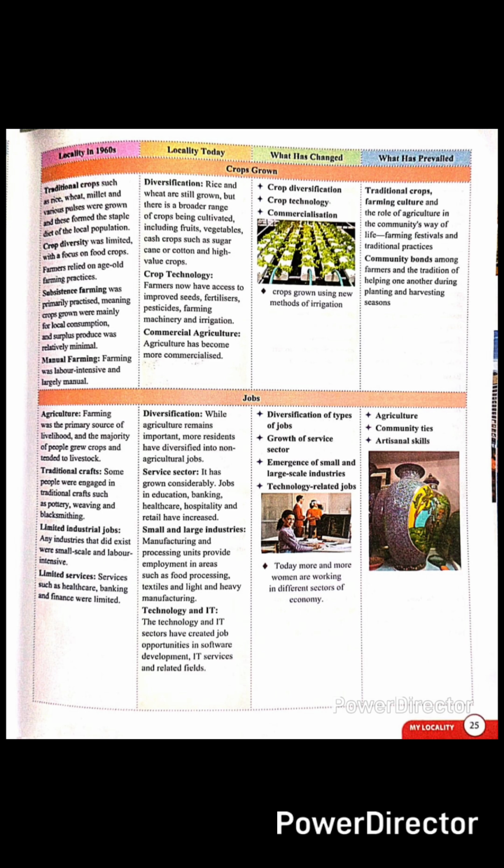Next comes jobs. Locality in 1960s: agriculture, traditional crafts, limited industrial jobs, limited services. Locality today: diversification, service sector, small and large industries, technology and IT. What has changed? Diversification of types of jobs, growth of service sector, emergence of small and large scale industries, technology related jobs. What has prevailed? Agriculture, community ties, and artisanal skills.